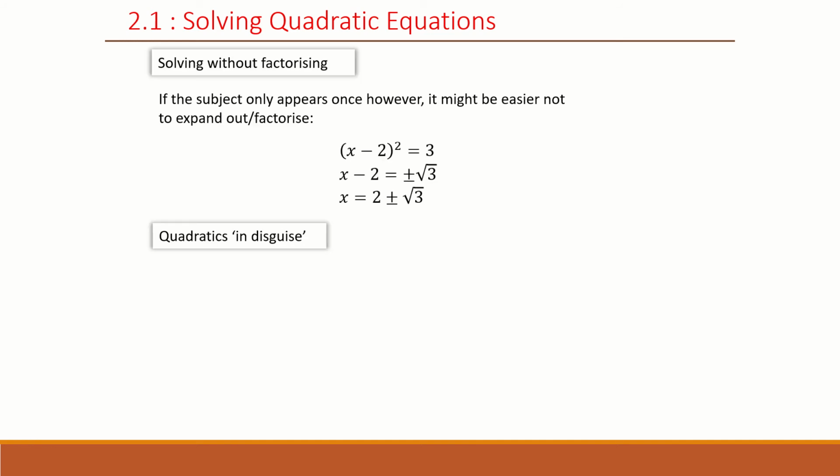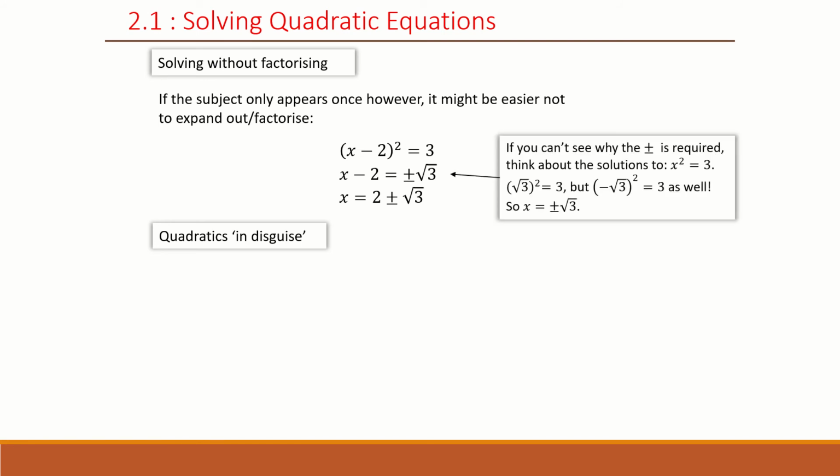Next, what if the subject appears twice? In this case, (x minus 2) squared equals 3. We could expand it, but that would just be very complicated. So we move the squared to the right, which becomes a square root, and we should get 2 plus or minus root 3. If you can't see why there's a plus or minus, think about the solutions.